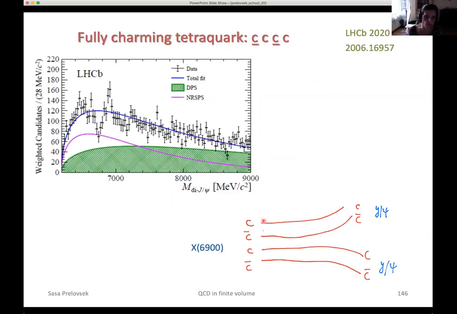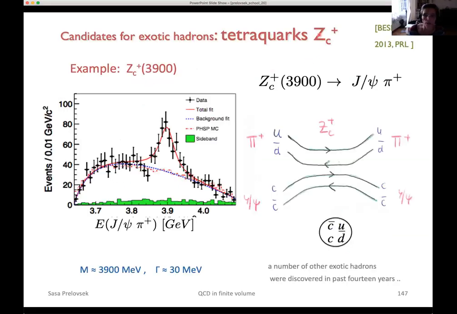It's a resonance. It decays to J/psi, and you see these beautiful peaks. Nobody did it, but it's difficult. That's why nobody did it. Zc, which was discovered in 2013, is a resonance. So you really need this formalism to do these things, and it is important to study.